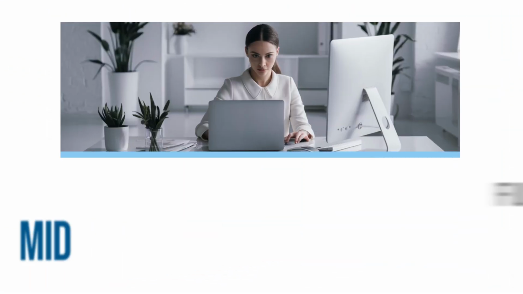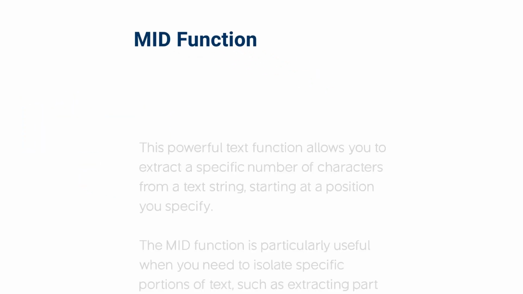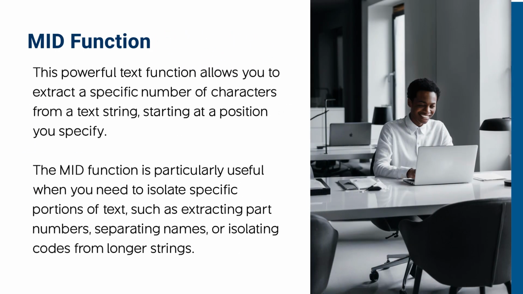In today's tutorial, we're going to explore the MID function in Excel. This powerful text function allows you to extract a specific number of characters from a text string, starting at a position you specify. The MID function is particularly useful when you need to isolate specific portions of text, such as extracting part numbers, separating names, or isolating codes from longer strings.